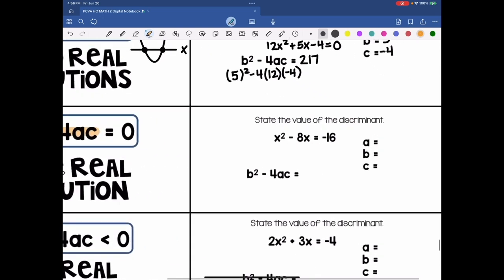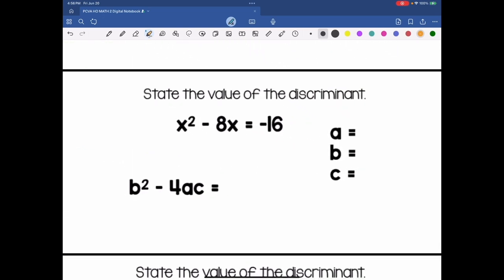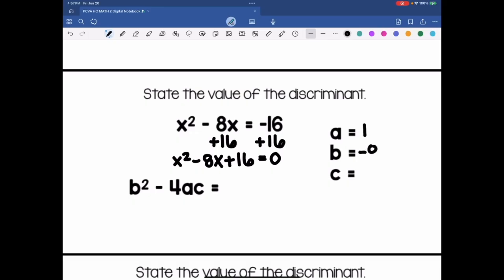So if I look at this problem, I have 2x minus 8x equals negative 16. So I'm going to add 16 over. And that's going to give me x squared minus 8x plus 16 equals 0. So that means that my a value is going to equal 1, my b value is negative 8, and my c value is 16.